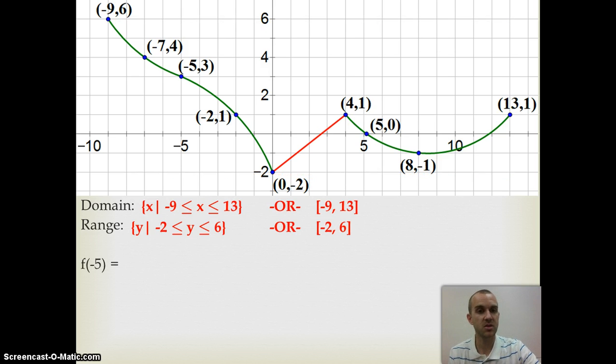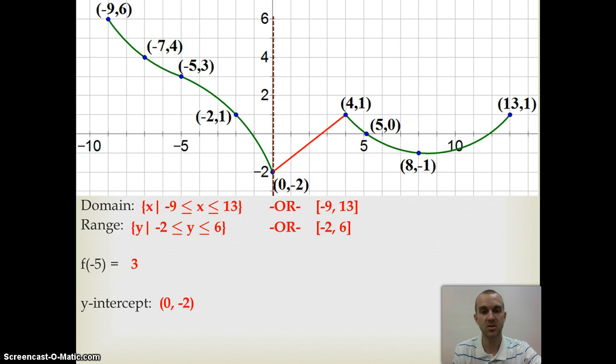Now say I want to evaluate the function at -5. That means find the corresponding y when x is -5. In this case, I see at x equaling -5, it hits right here, which is (-5, 3). So this evaluates to be 3. Now say I want to find the y-intercept. That is where the graph hits the y-axis, and it'll happen only one place if I have a function. At most one place. In this case, it hits at (0, -2).